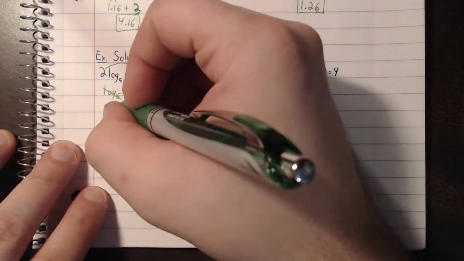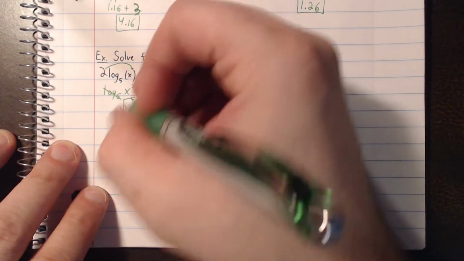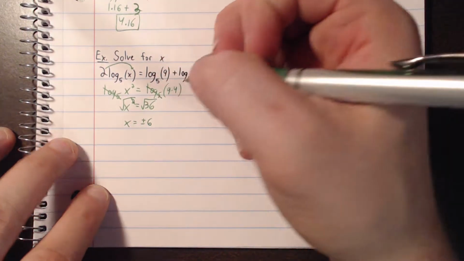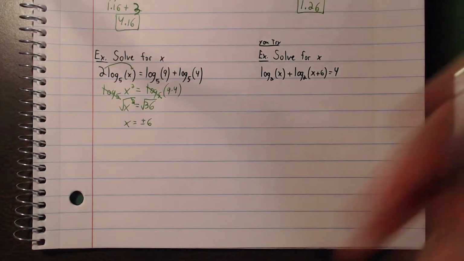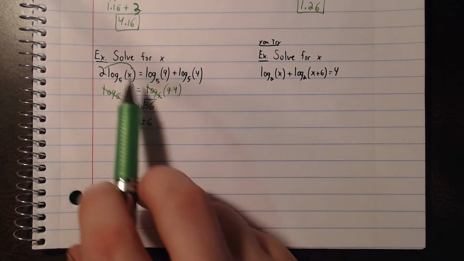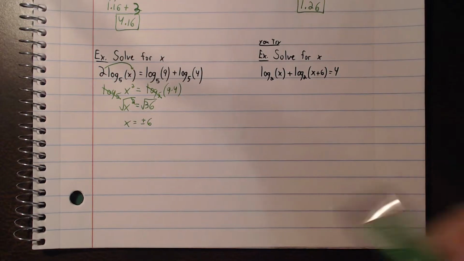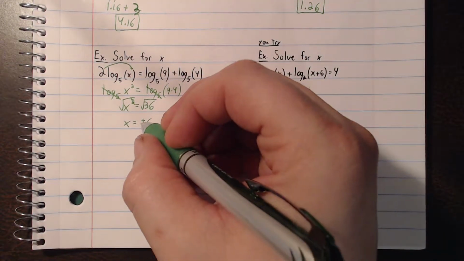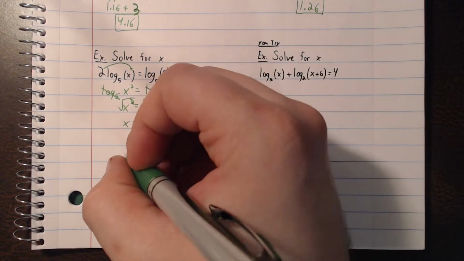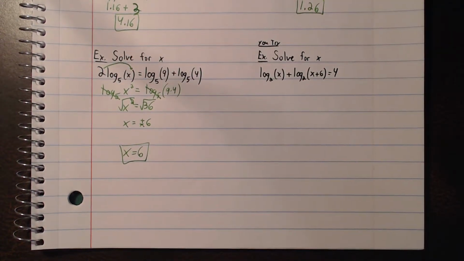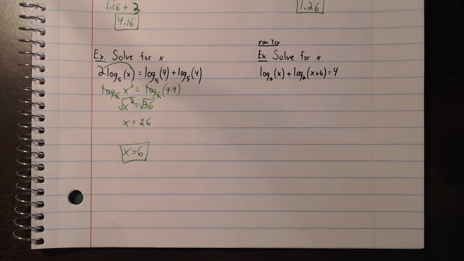And then I can take the root of both sides, and we get plus or minus 6. Now here's the thing. Can I have negative 6 inside? No, because that's going to give me a negative, and it won't work. It's not allowed. So my extraneous solution, we get rid of the negative. Positive 6 is going to work. That's my solution.